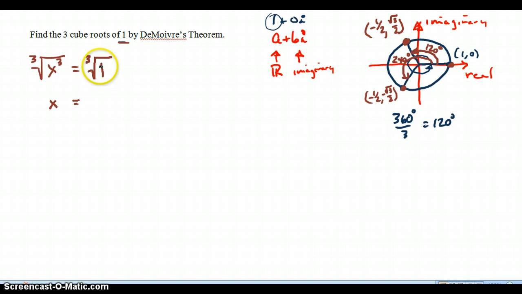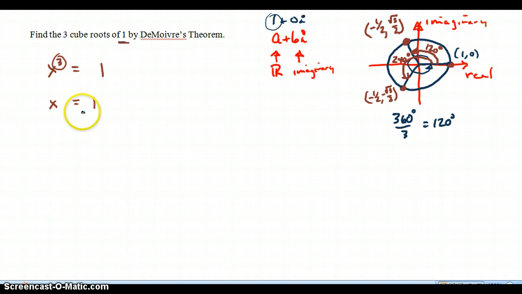Now we know the real root of this is going to be 1. Even Algebra 2 kids and maybe Algebra 1 kids can say, what number times itself 3 times gives you 1? Well, that's going to be 1. But from the original equation, we should be expecting to have 3 roots, which we will.